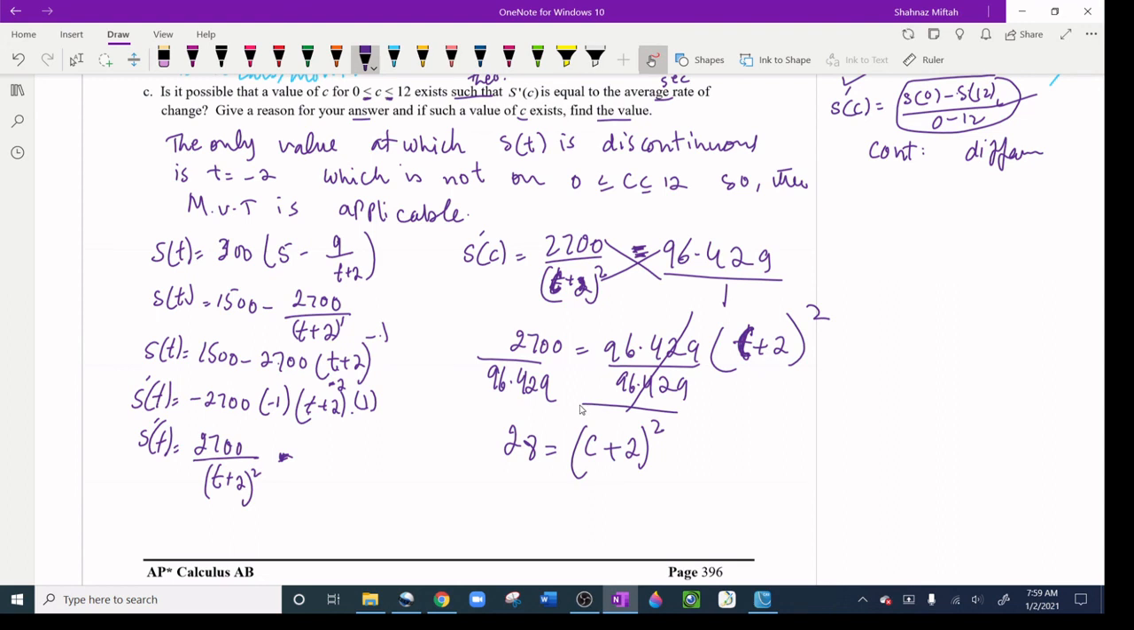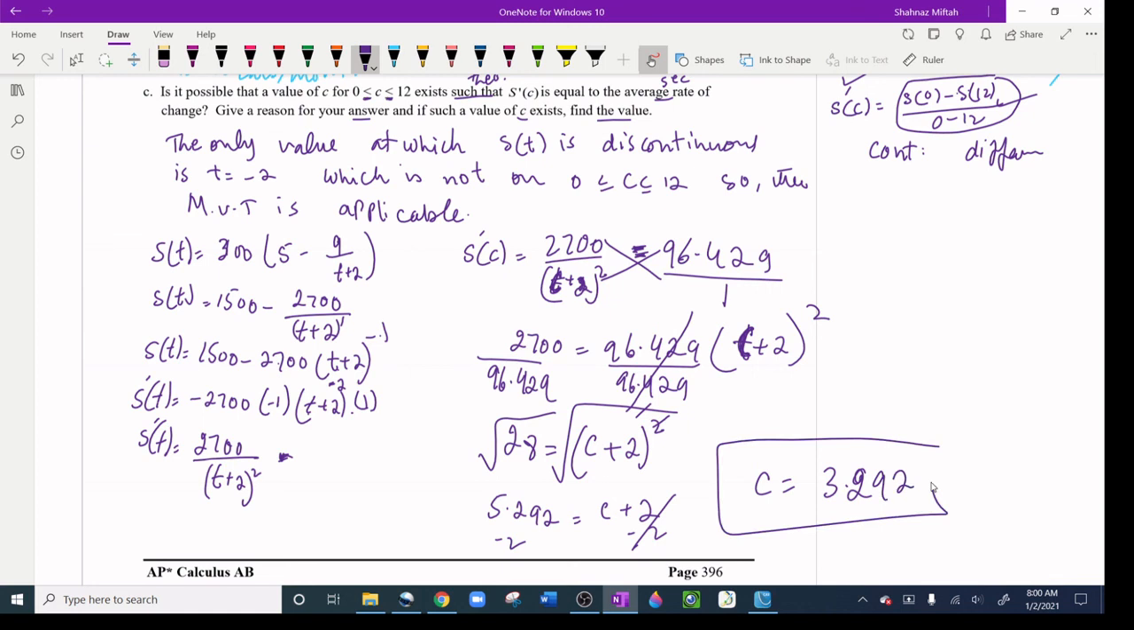To get rid of the square, we square root both sides. So the square root of 28 is 5.292, and the 2 and square root cancel out. I'm left with c plus 2. You subtract 2 from both sides. I'm left with c equal 3.292. And that's the c that they wanted.